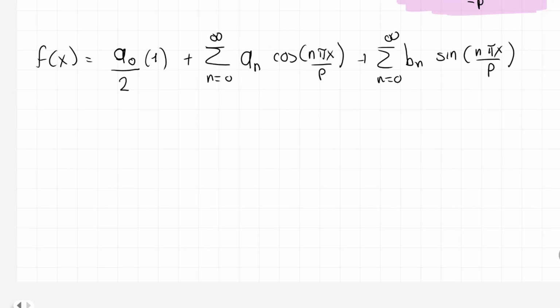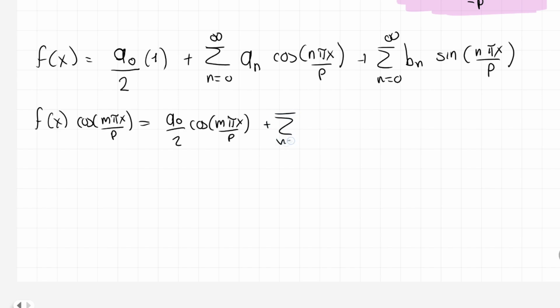Okay, perfect. Now here is the expression for the Fourier series again. Like I said, we are going to multiply first by the cosine of m pi x over p. That will give f of x times cosine of m pi x over p, equal to a0 over 2 times the cosine of m pi x over p, plus the sum from n equals 0 to infinity of a sub n cosine of n pi x over p times cosine of m pi x over p.